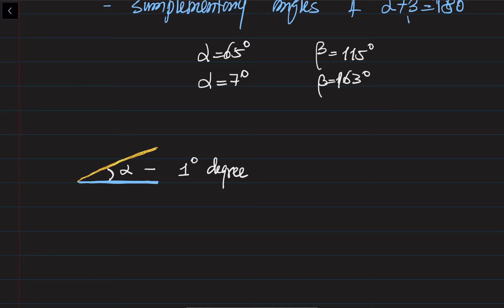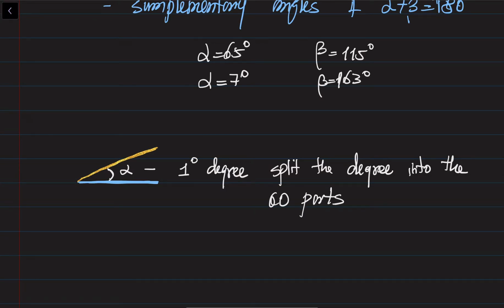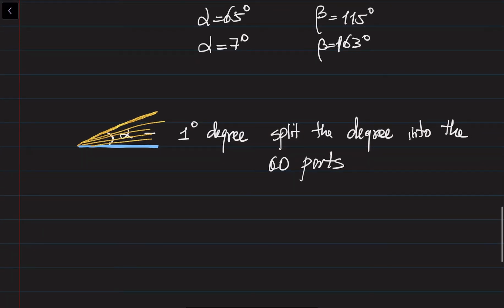And what I would like to do is split the degree into 60 parts. 60 equal parts. So I'm going to put lots of lines here, so essentially the 60 parts. And every one of these parts is going to be equal to something which is called a minute. So essentially 1 degree divided by 60 is going to be equal to 1 minute. We call this 1 minute.